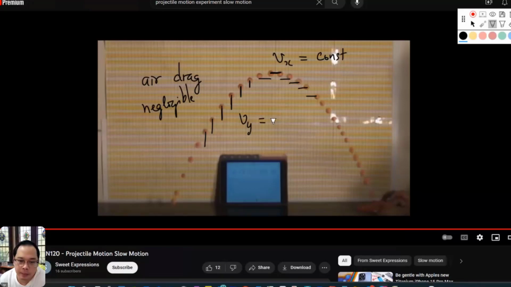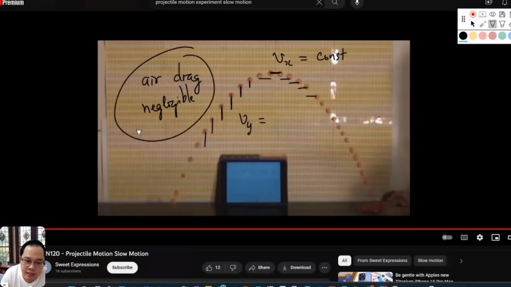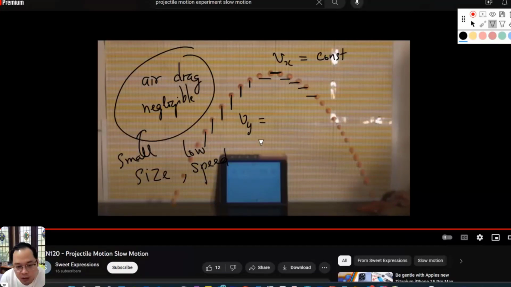Is it always like this in projectile motion? Only when the air resistance is negligible, meaning that the size of the object must be small enough, and the speed is low, because the air resistance depends on the speed. The faster the speed, the greater the air resistance, and therefore an object that moves with high speed and big size does not follow projectile motion, and it is much more complicated, which you don't study. So that's the point.